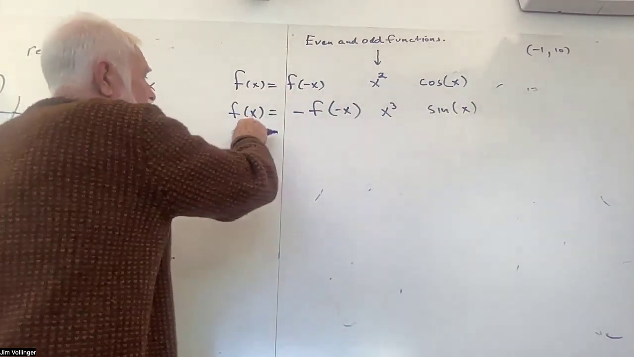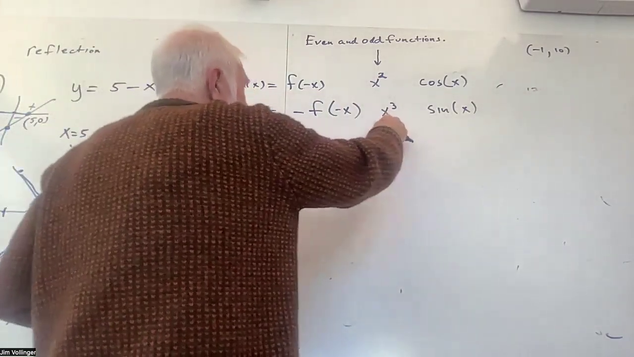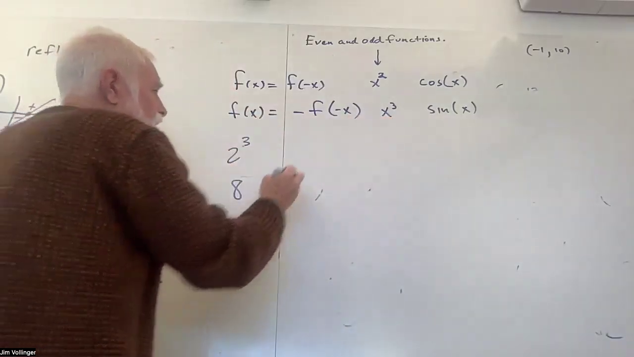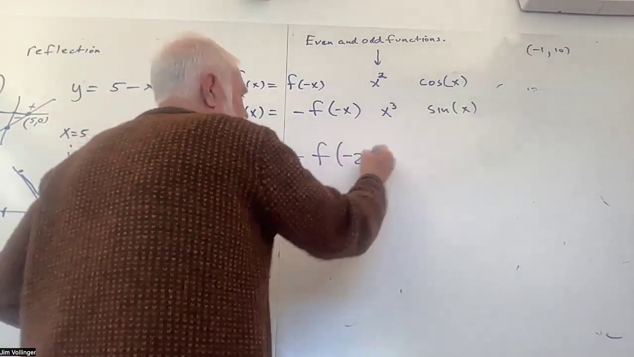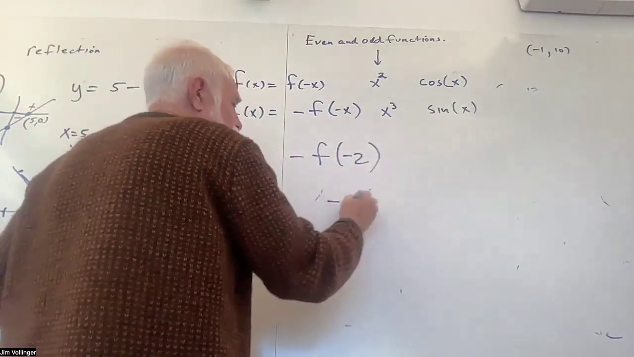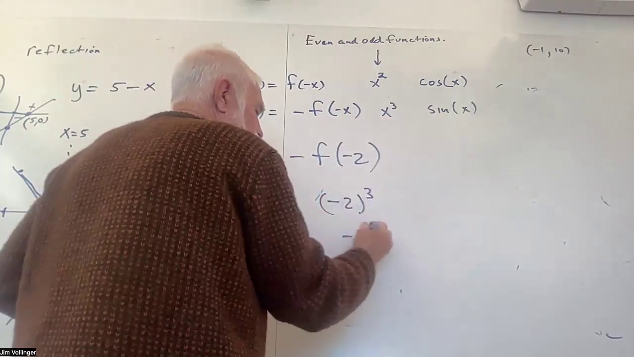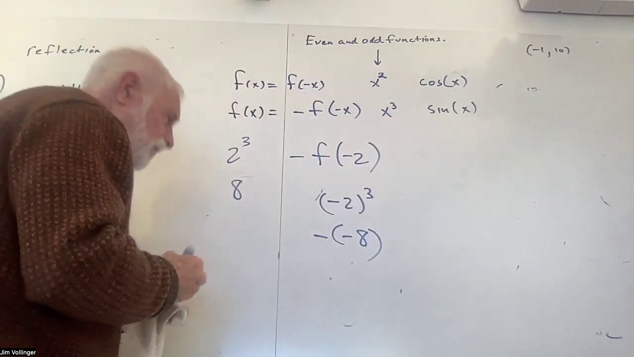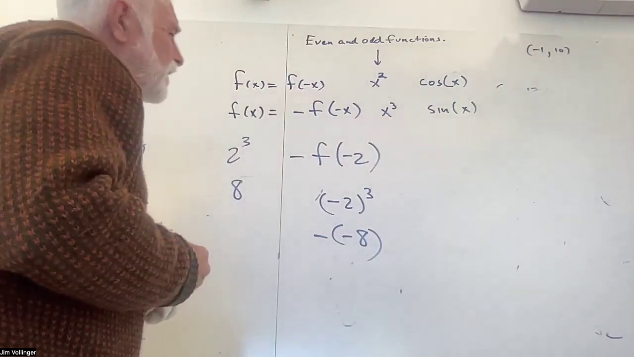So let's stick with x cubed, easier to see. 2 cubed is 8. Minus f of minus 2 would be minus 2 cubed. Minus 2 cubed is minus 8, but I'm doing what? Taking the opposite. And so that's really measuring from x equals 0.